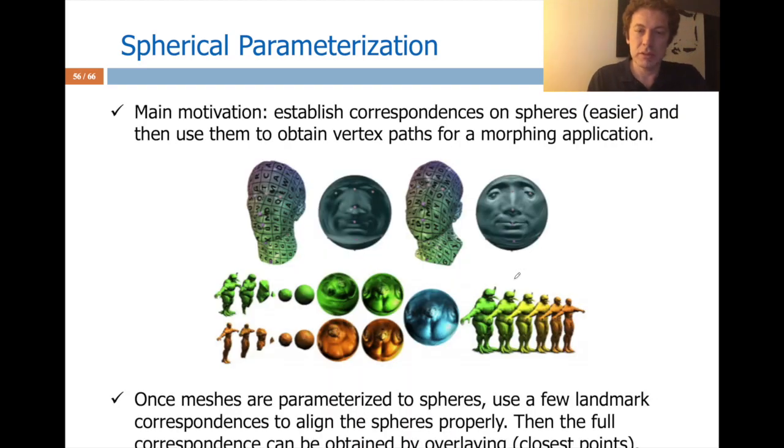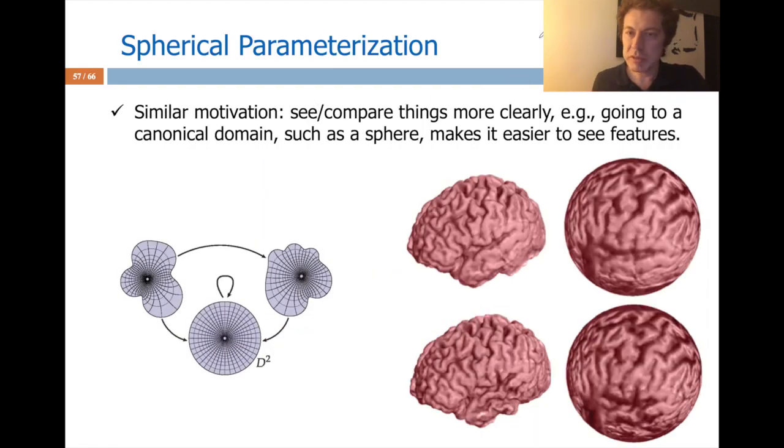And I talked about this a little bit in the beginning. Correspondence of different shapes can be obtained if I go to a spherical domain, and then once I have them, I can make interpolation morphing. Also, brain imaging people like it a lot because, for instance, they want to compare the brain of one patient to another brain. So in 2D, a didactic example is like these two weird domains.